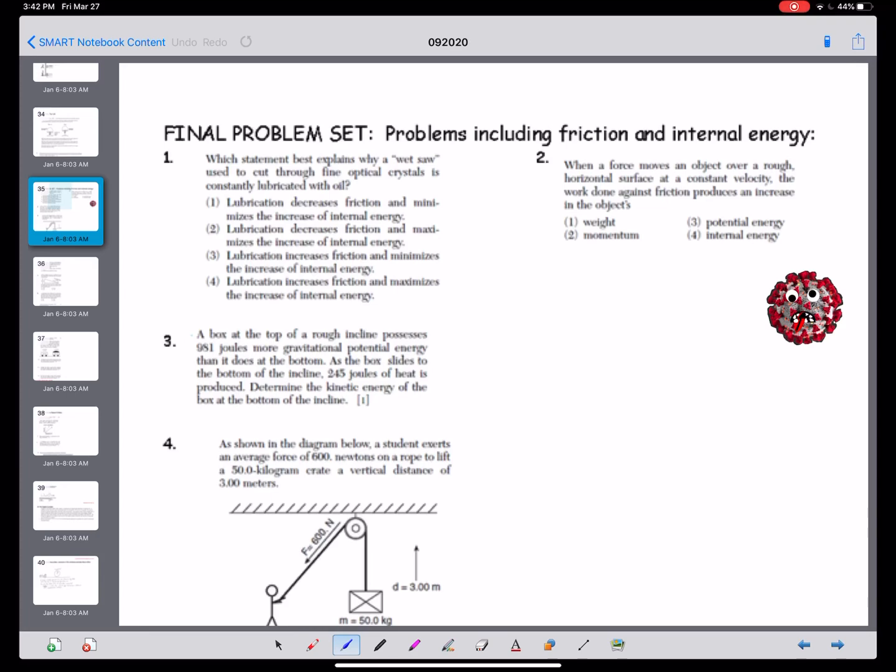This is the last one. Get this one done, and then we'll give you a couple of days off, and then we'll start waves in a couple of days. But let's get right to this.